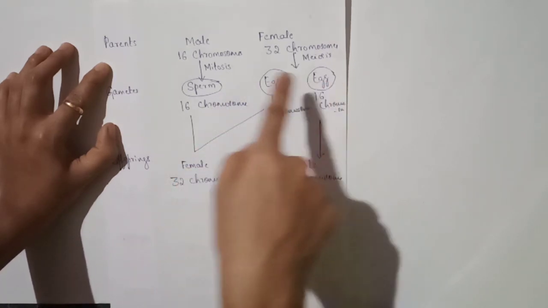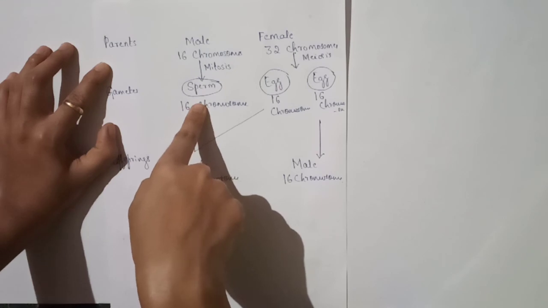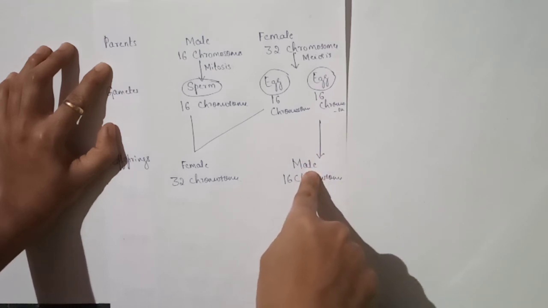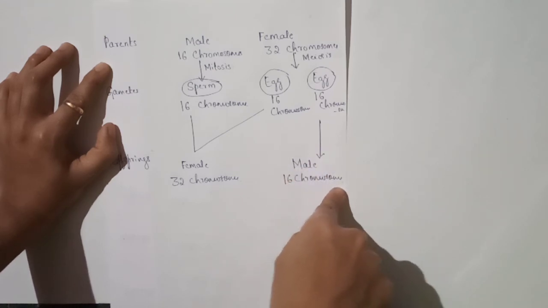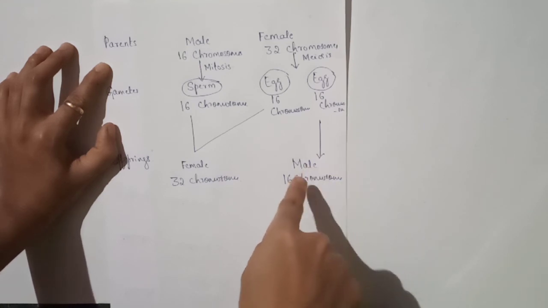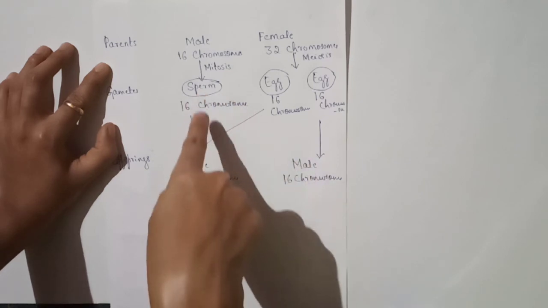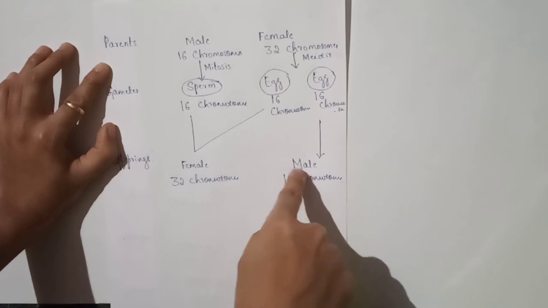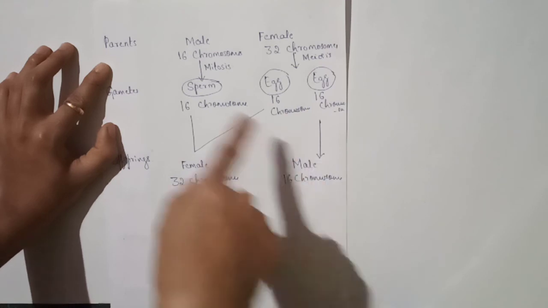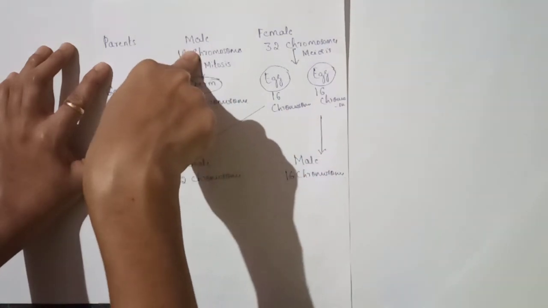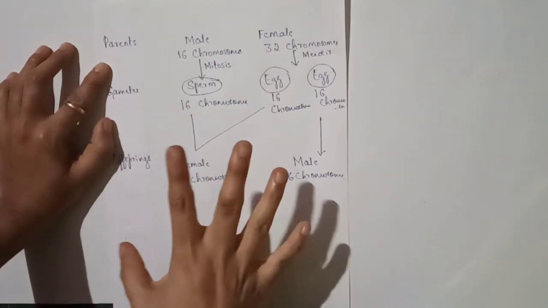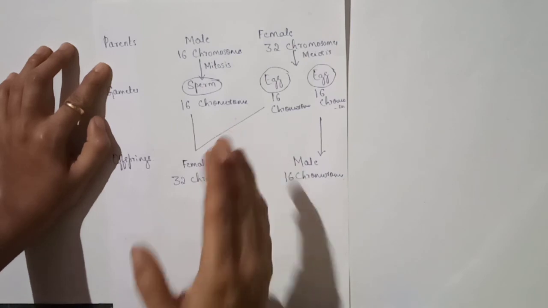Suppose this egg cell does not fertilize with a sperm and directly develops into an organism. That organism consists of only 16 chromosomes and that organism we call a male. Here, see, this male does not have a father. Therefore, he does not give birth to a son also. But he has a grandfather. Even he has a grandson also. Okay, this is the haplodiploid sex determination mechanism in honeybee.